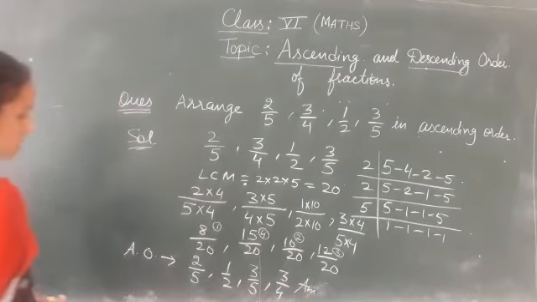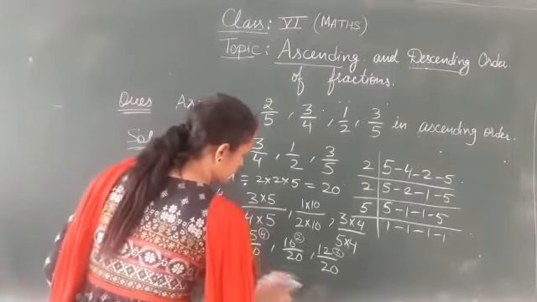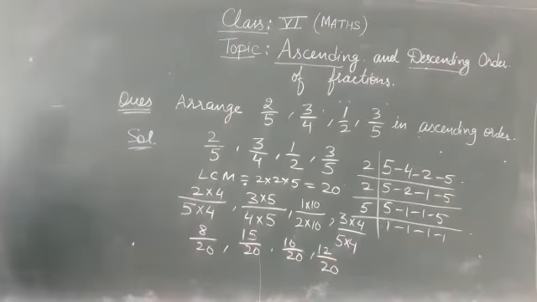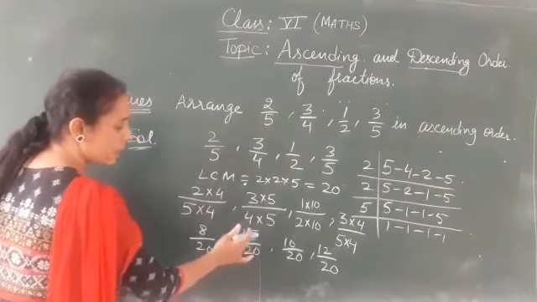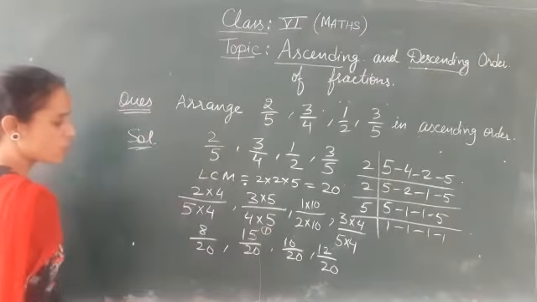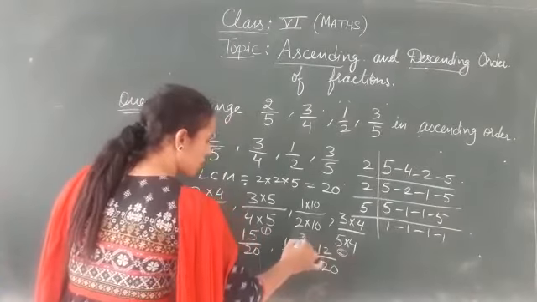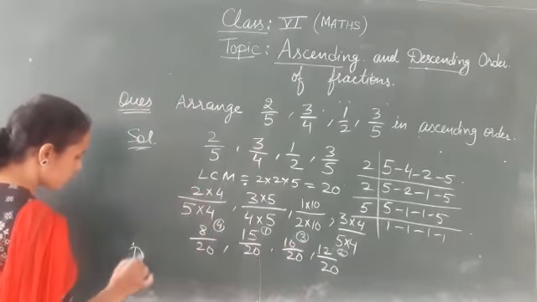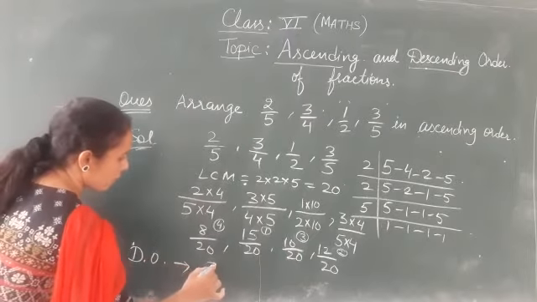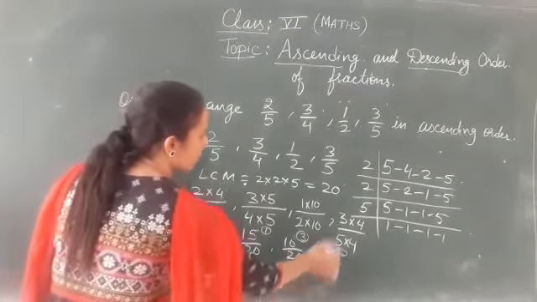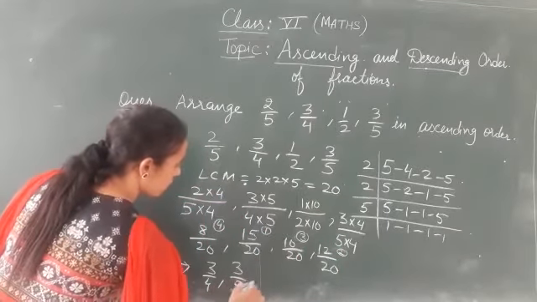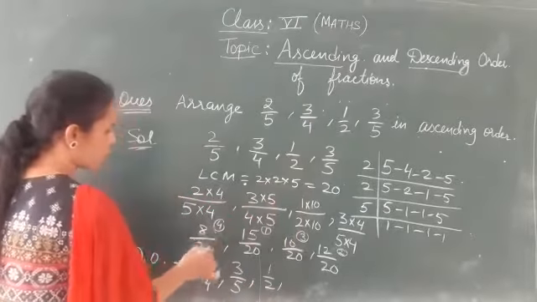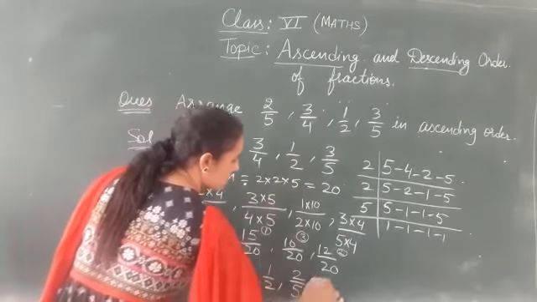From here you can see how we can write descending order of this. For descending, up to here you will do the same. Then after that, for descending, first you will write the biggest one. So this will be your first one, second will be this, third will be this, and fourth will be this. So descending order will be 3 by 4 first, second 3 by 5, next third is this 1 by 2, and fourth is the first one, 2 by 5. This is our descending order.